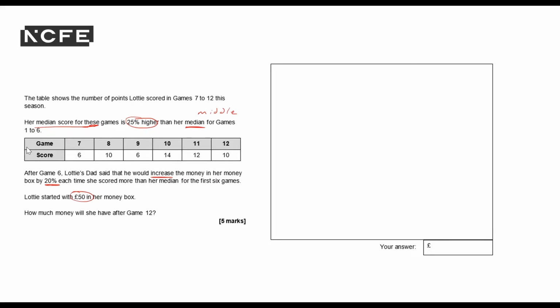So we've got 6, 6, 10, 10, 12, and 14. Those are my values. 1, 2, 3, 4, 5, 6 values. So I have got 6 values, and my middle 2 values are nice and easy, thankfully. Values 3 and 4 are both the same. They're both 10. Lovely. So the median is 10. Her median score for these games is 25% higher.